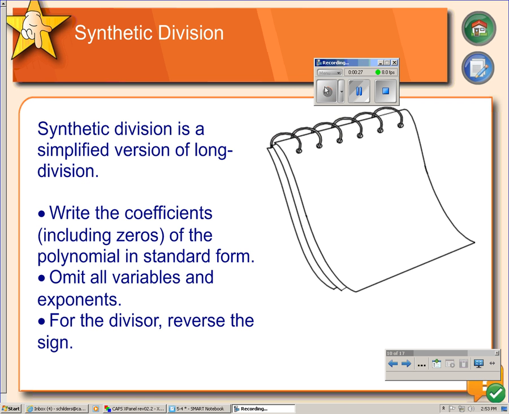To do synthetic division, these are the steps involved. You will first write your polynomial with only coefficients, including all the zeros and the missing coefficients, in standard form, but you take out all the variables and the exponents. So all you have really are the coefficients. And then your divisor on the outside of the division box will have an opposite sign. So I'll show you an example and then you'll understand.